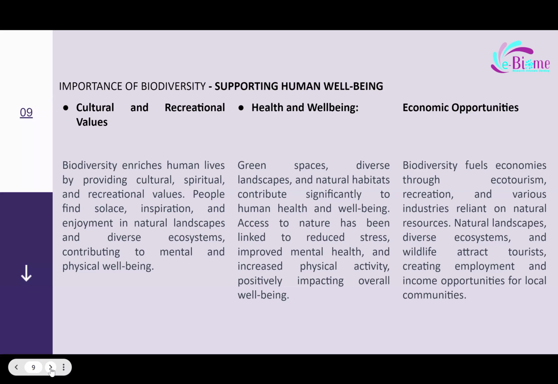Or others also derive inspiration from these natural landscapes. And then health and well-being: green spaces, diverse landscapes, and natural habitats contribute significantly to human health and well-being. When you consider a perfect scenario like Central Park in New York, in the United States, we have a huge green space made up of forests and other living organisms that are being conserved by the laws of the state. People go there to get inspiration.